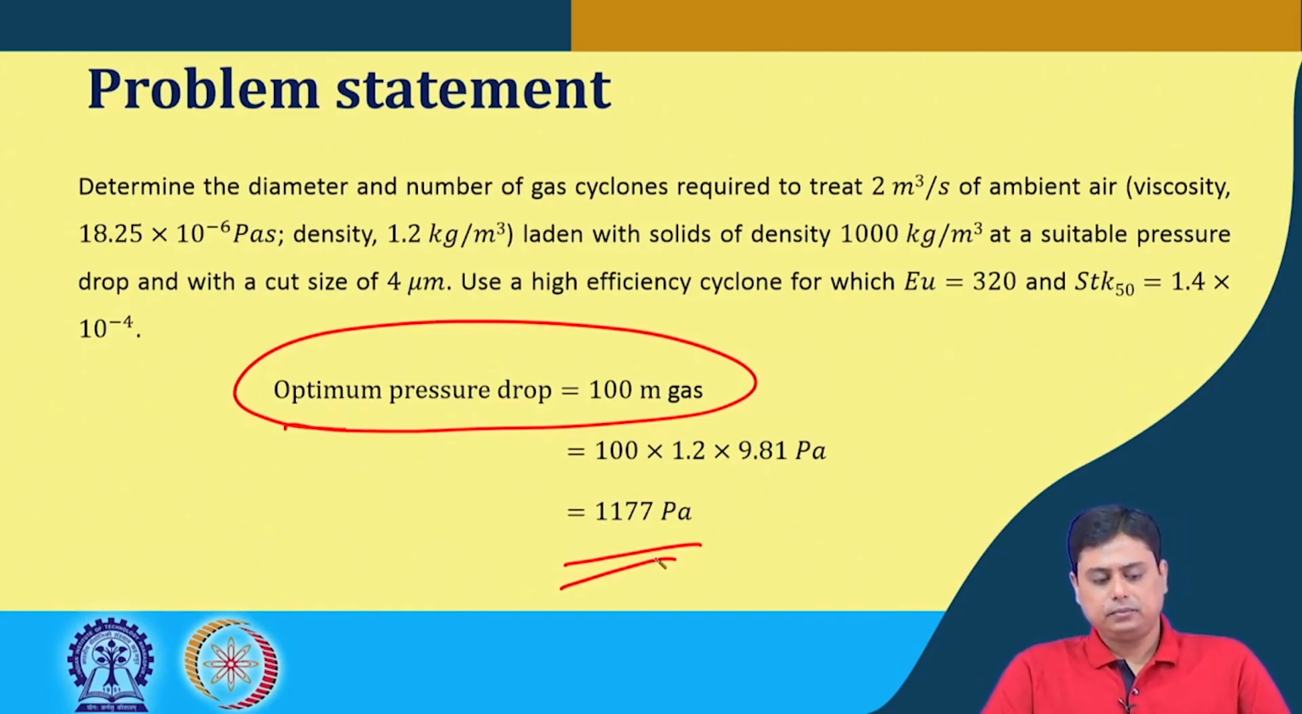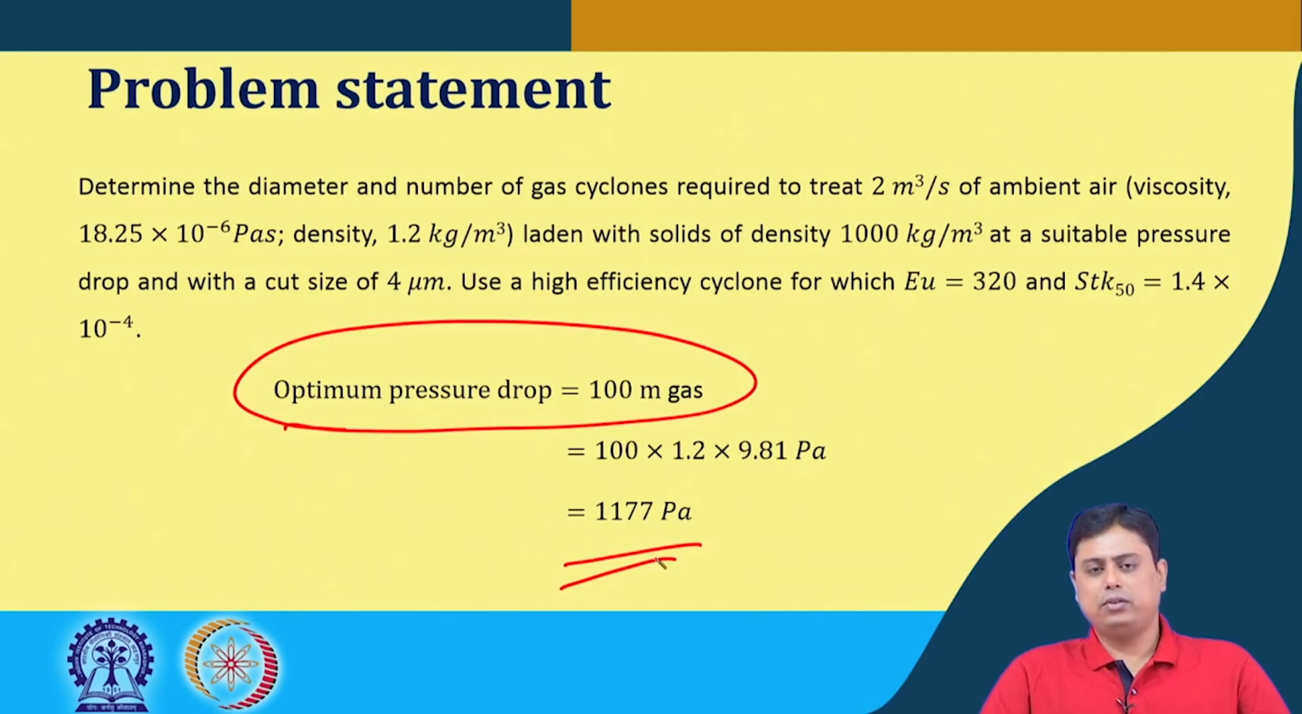So the question is, we have to use a certain number of gas cyclones to treat 2 meter cube per second, this much flow rate of particle-laden air. This is the feed flow rate. We know its viscosity; the physical properties, viscosity and density of this particle-laden gas, are given. The density of the particles is provided. The pressure drop is also mentioned. The required cut size is 4 micron: particles of 4 micron and bigger than that we have to separate from this mixture, or this suspension, or the particle-laden gas phase. This is the requirement.